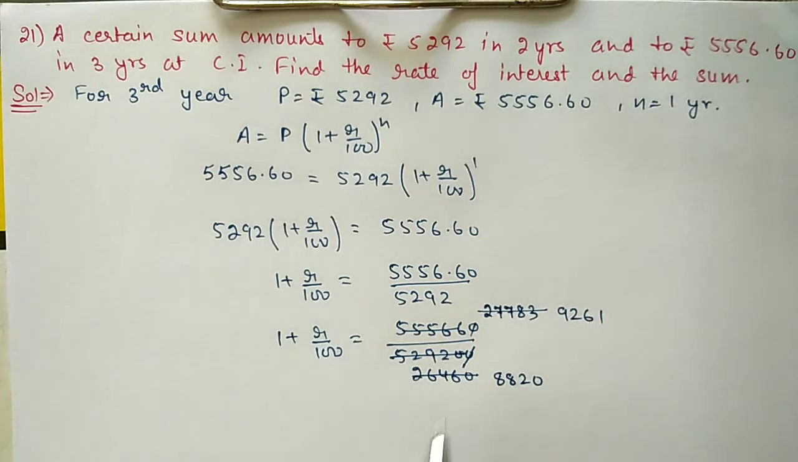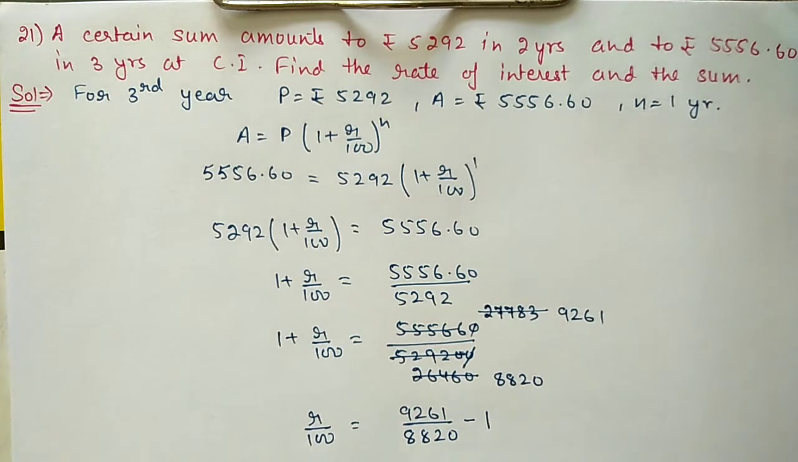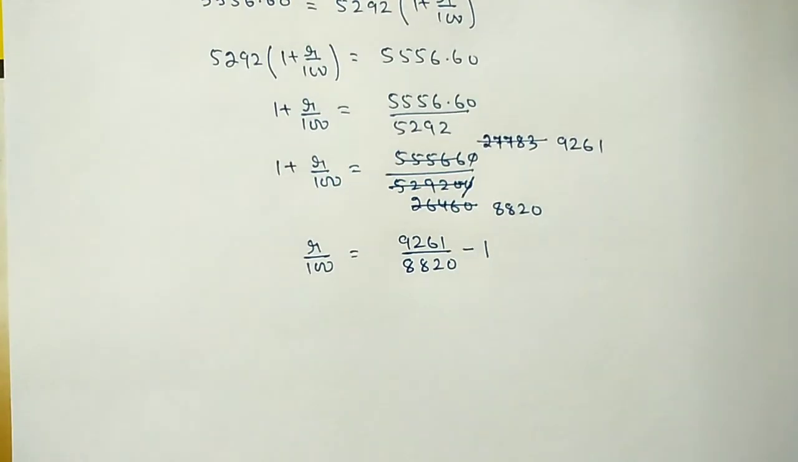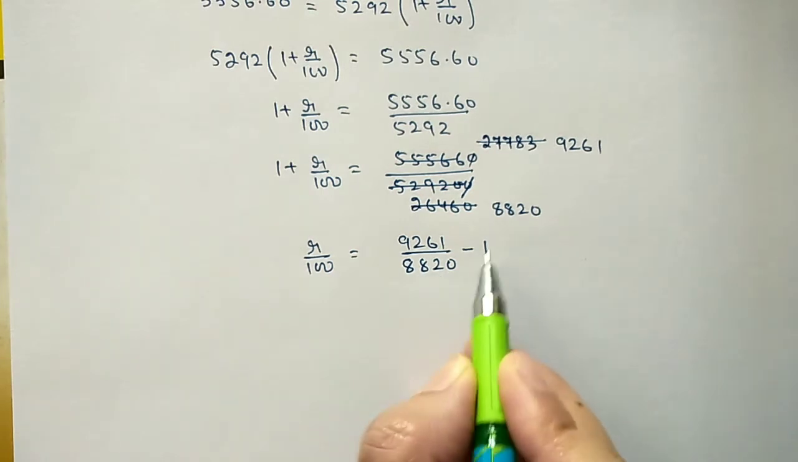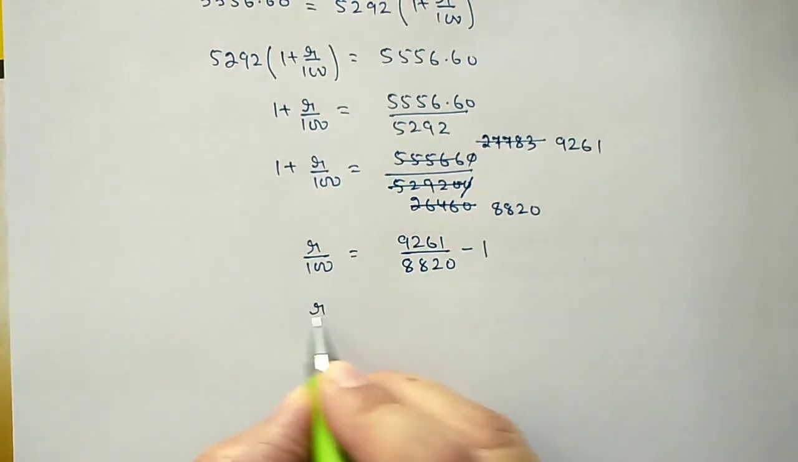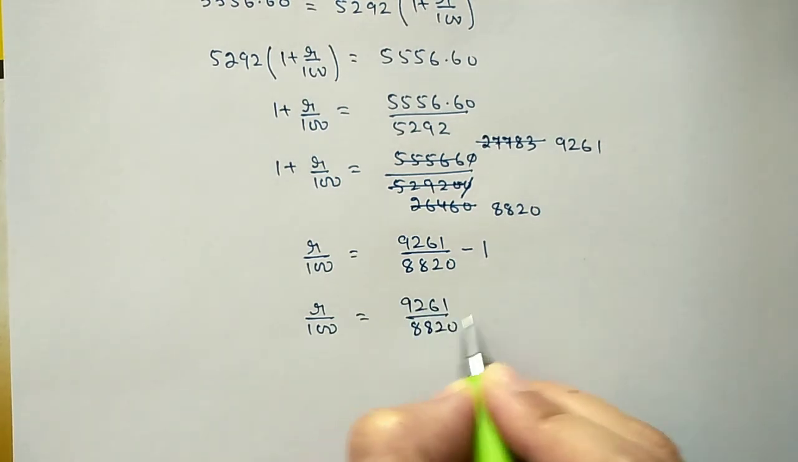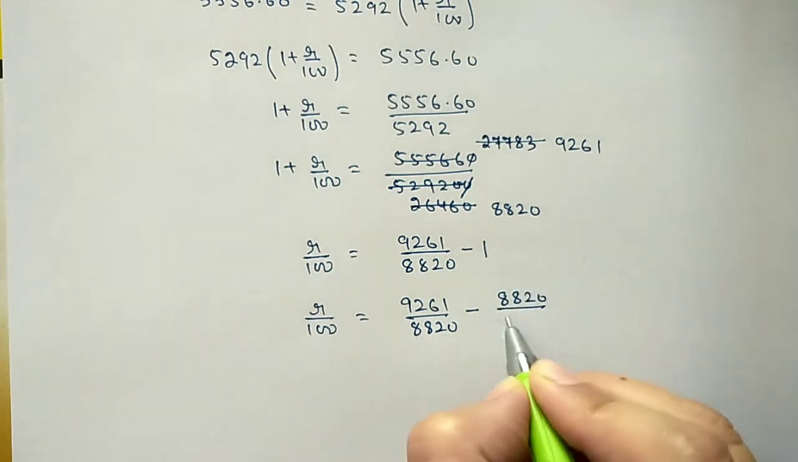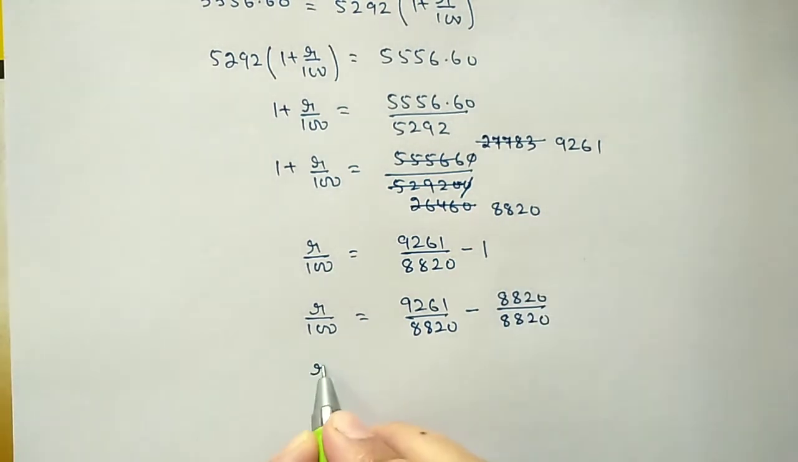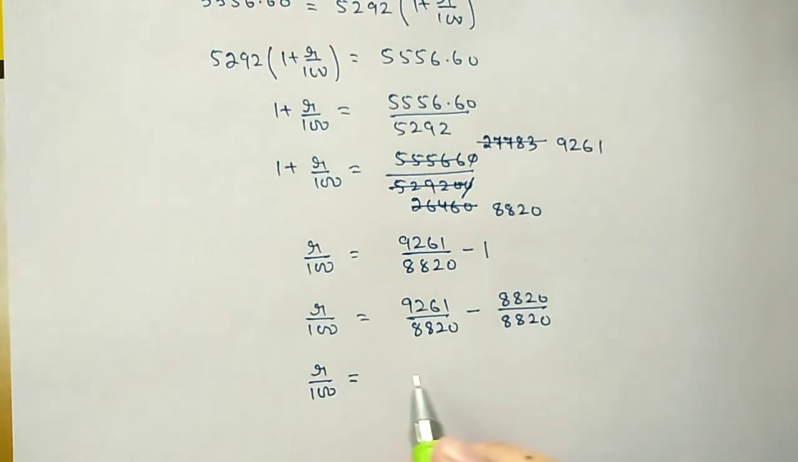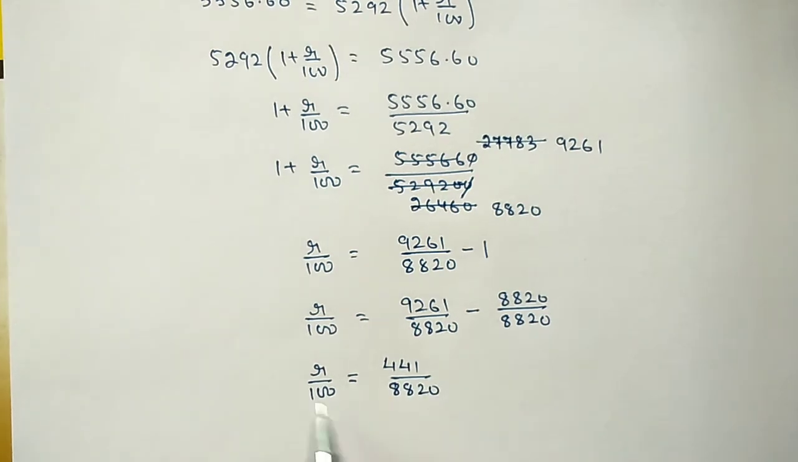Now this 1 also we will shift to the other side. More cancellation we can't do. 9261 divided by 8820 minus 1. Both denominators we have to make the same, because here the denominator is 8820, so this 1 also we will change into the same format. 1 we can write as 8820 by 8820. After subtraction we will get 441 divided by 8820. Now 100 also we can shift to the other side.